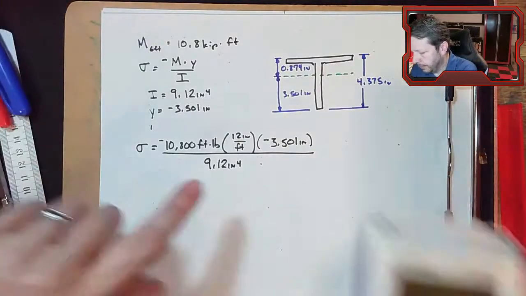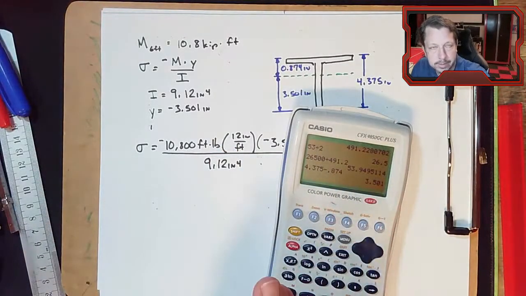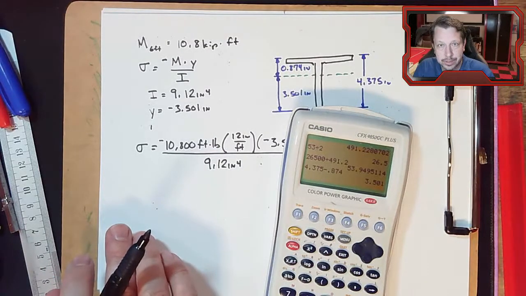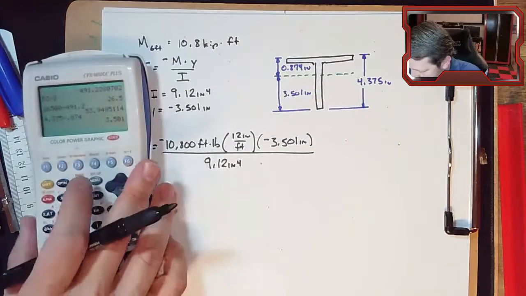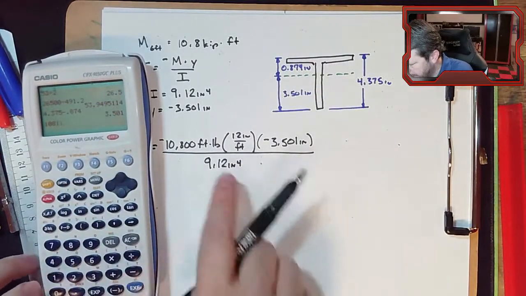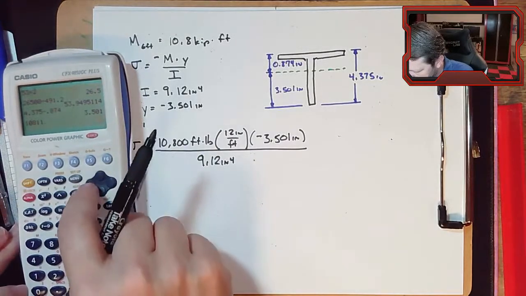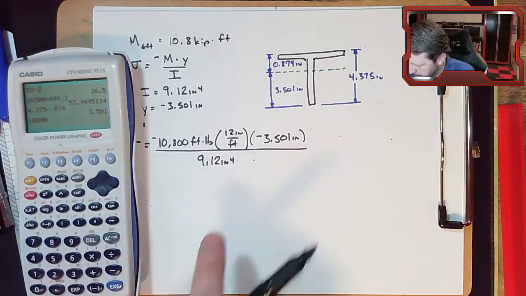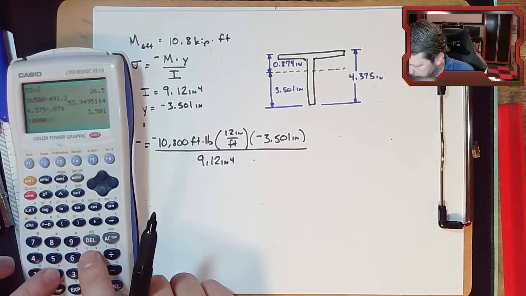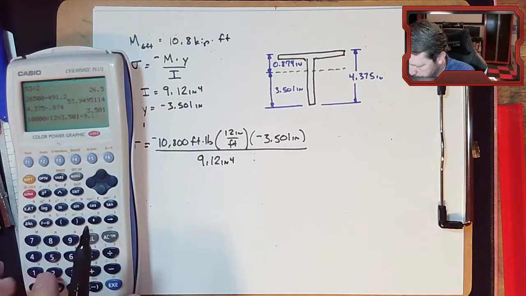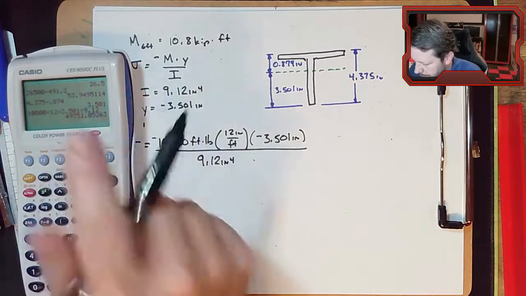And let's see what we get. If you forget to do your conversion to get to inches from feet, then you'll get the units all messed up. It's negative and negative, so it is a positive term. Oops, that should be 10,800 times 12 times 3.501 divided by 9.12. Oh, we get a bigger number. All right.